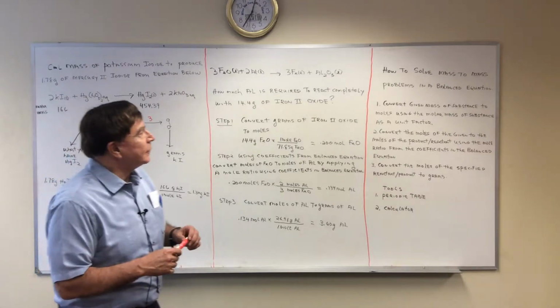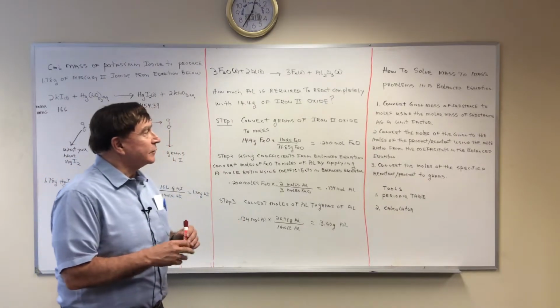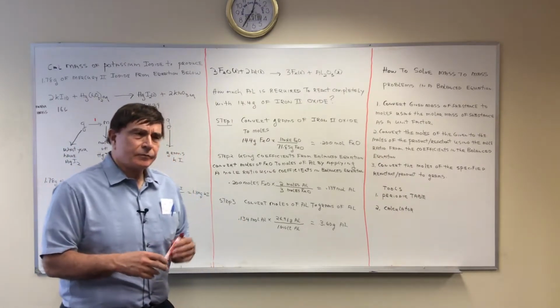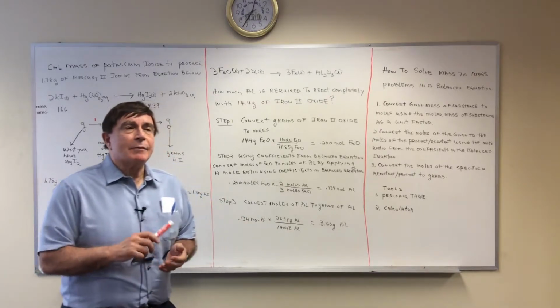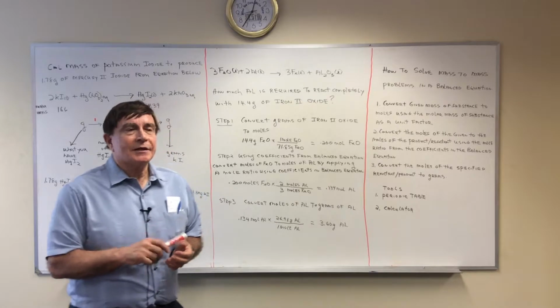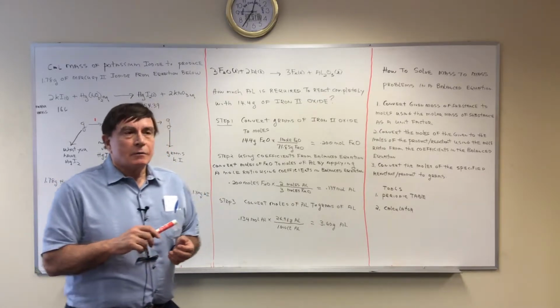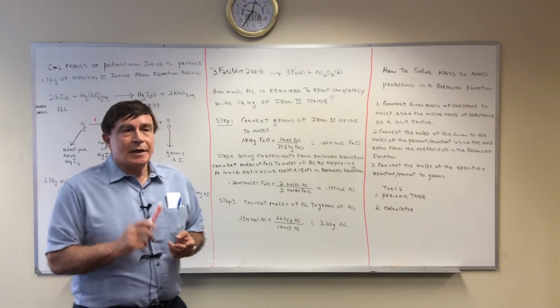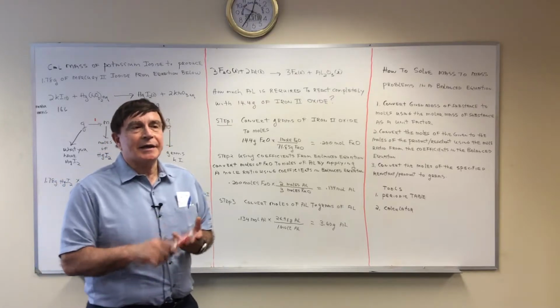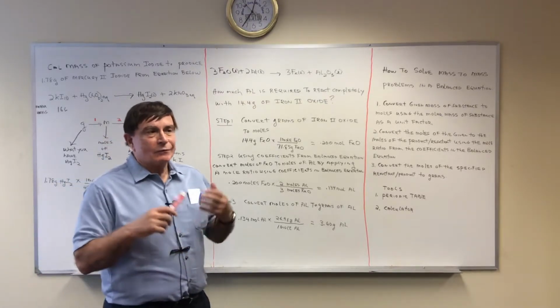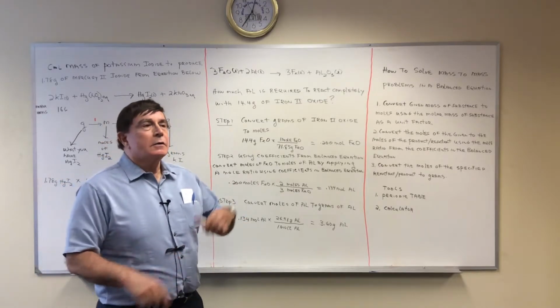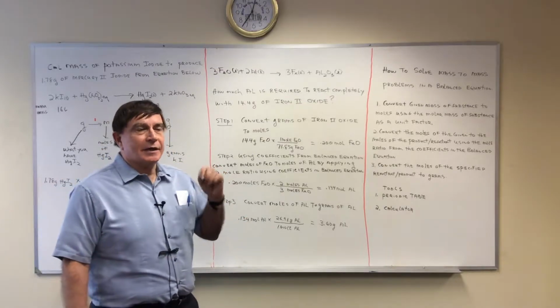Today we're going to talk about how to solve mass-to-mass problems in a balanced equation. First question you have is, what is a mass-to-mass problem? It's a problem in which you are given the mass of one of the reactants or products and asked to find the mass of the other product or reactant once it's totally consumed.